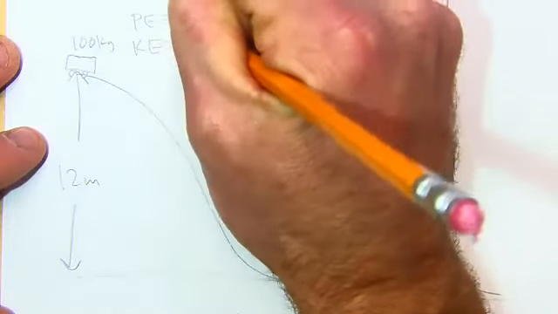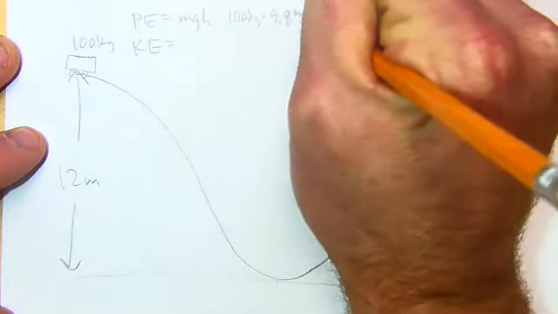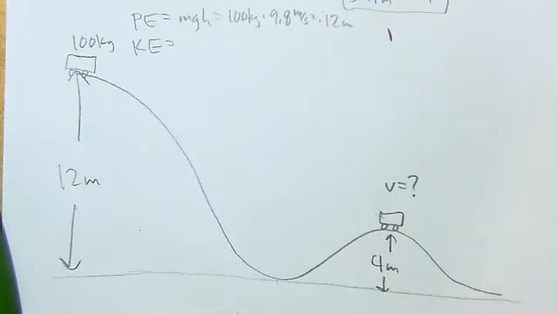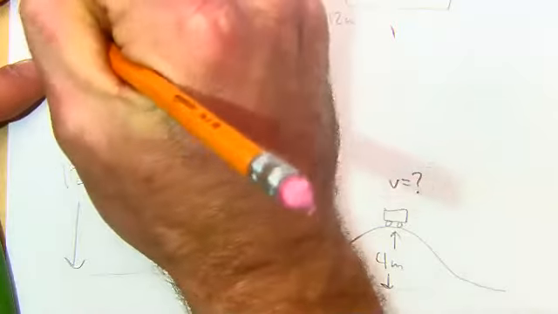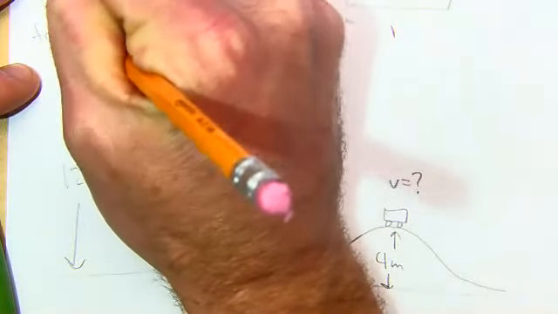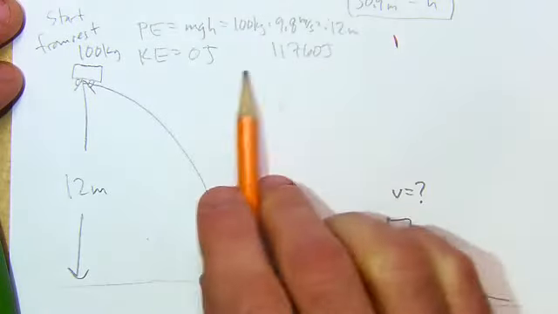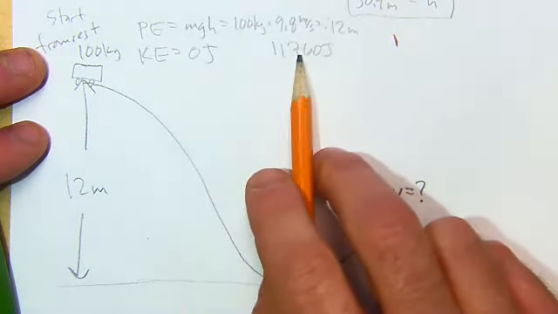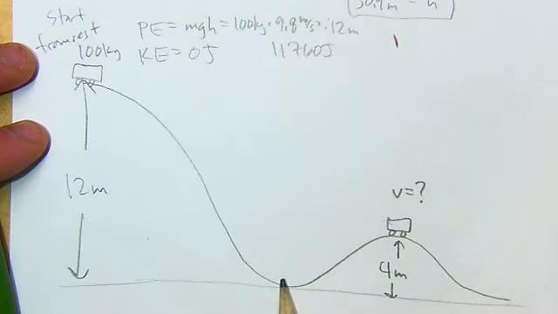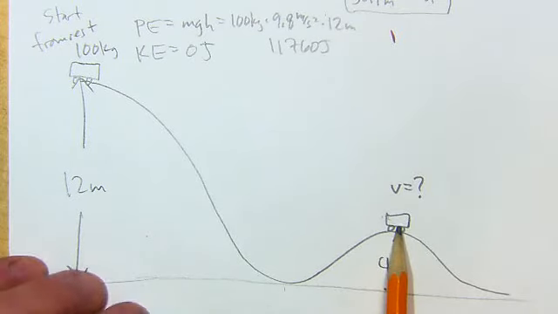PE equals mgh. That's 11,760 joules. Assuming we're starting from rest. It doesn't have to be the case, but in this case, let's assume we started from rest, so our KE is just going to be 0. So our total energy is 11,760, right, to start. Now we could find the speed here at the bottom by saying all of that turns to kinetic here at the bottom, but we're really worried about the speed here. So let's find the kinetic energy here, and that will help us find the speed.